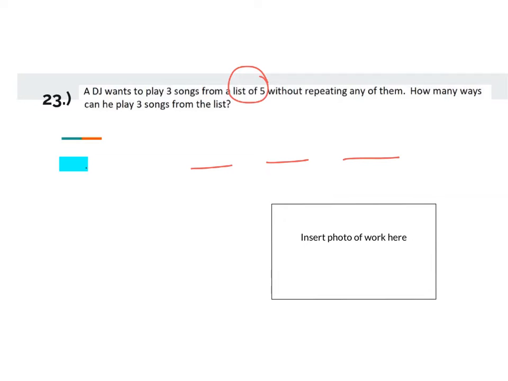So for the first song, he has 5 possible songs he can choose. Once he has played that first song, for the second song, he only has 4 possible songs left. And then once he has played the first 2 songs, he only has 3 possible songs left. So we multiply those numbers together, 5 times 4 times 3, which would give us the total number of outcomes, which would be 60. So how many ways can he play 3 songs from the list? There are 60 ways.